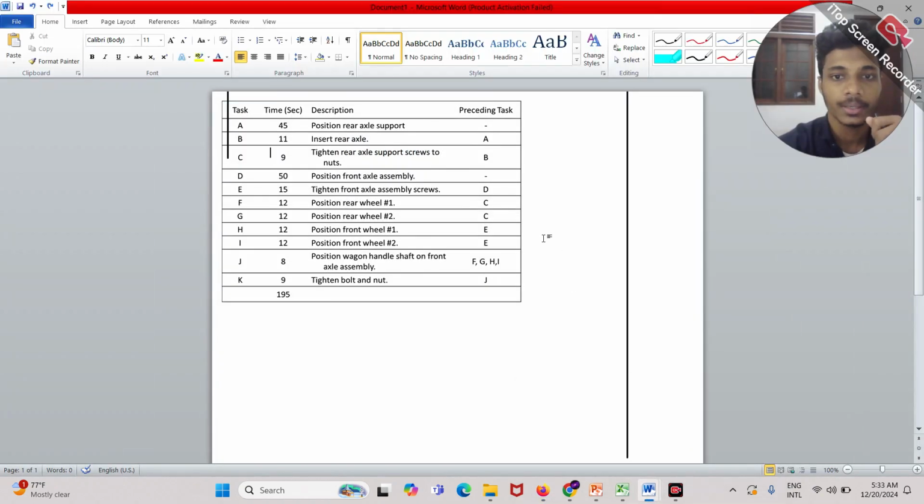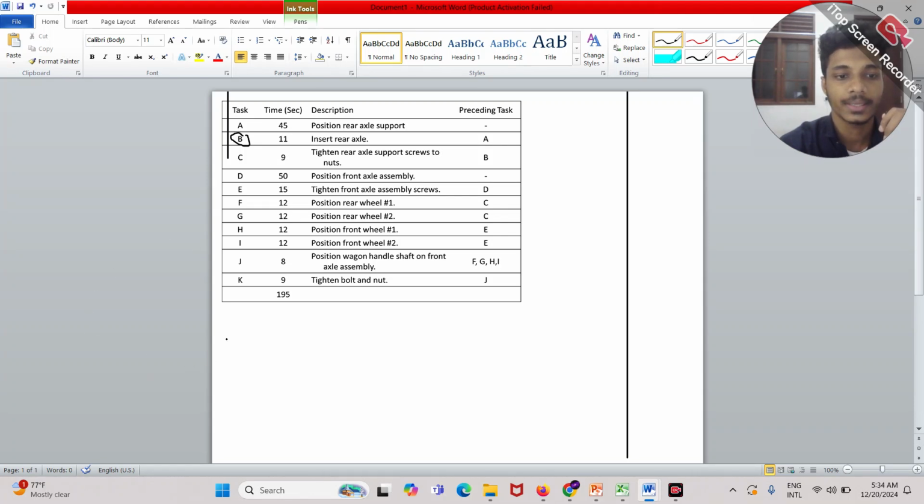You can see here, this is the question. If you have an exam related to line balancing, they will provide this timetable. Look at this, guys. There is task B. When we consider this task B, you can see the preceding task is A. It means B is one of the outputs of A.